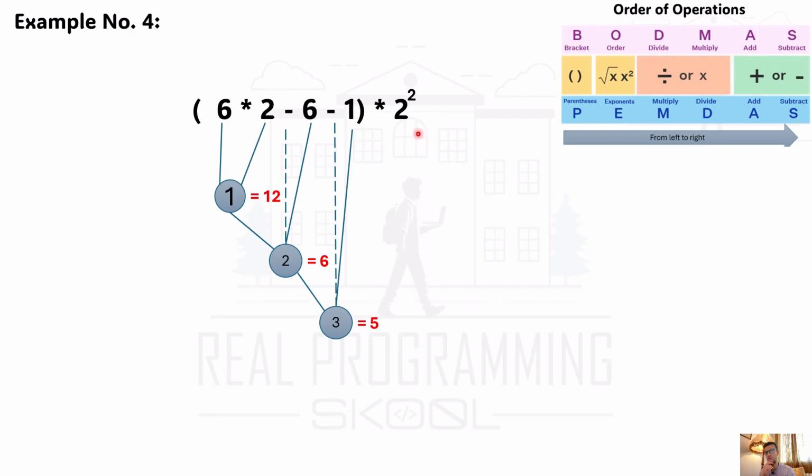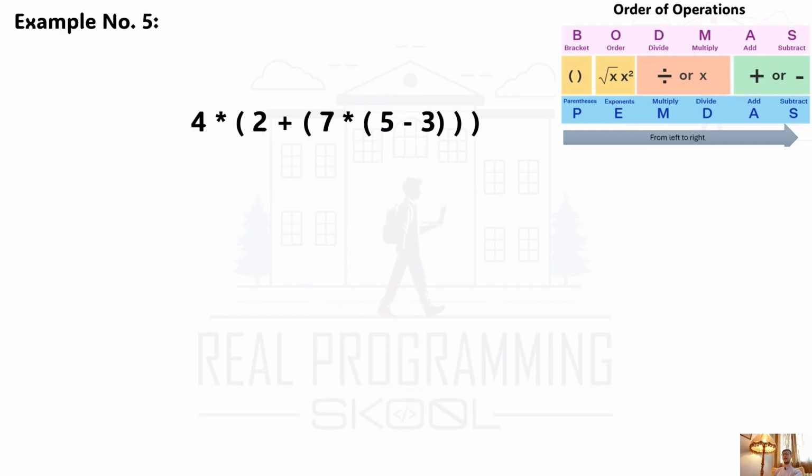2 power 2, it will give me 4. And after that, we will say 5 multiply 4, the result of the exponents. So 5 multiply 4, it will give me 20. All right. And now let's jump to see example number 5.